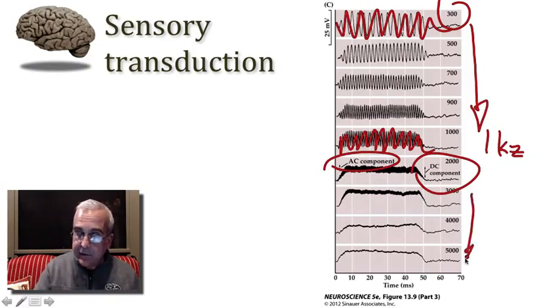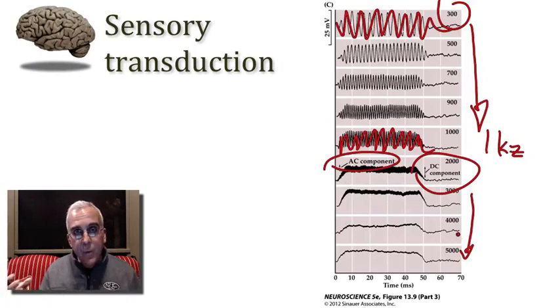So as we continue to increase in pitch, in the frequency of the stimulus, we can still activate hair cells in an appropriate zone of the basilar membrane, but we can no longer produce an AC component of modulation that faithfully captures the temporal dynamics of the stimulus.